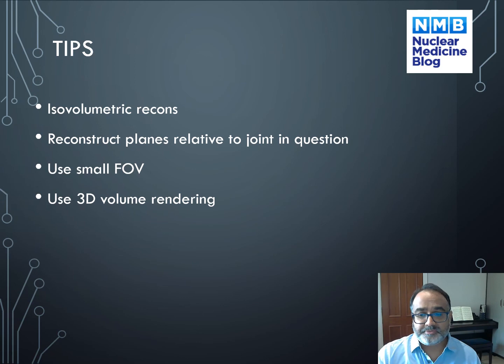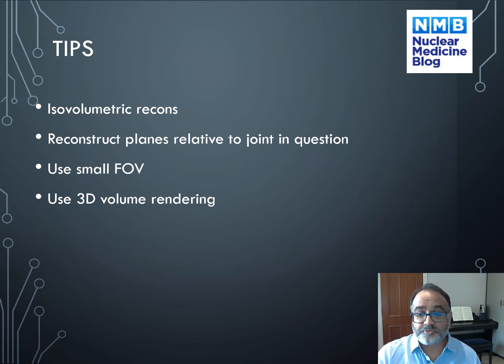So I'm going to end with a few tips. I'm just going to reiterate, it's very important that you use isovolumetric reconstructions when you're performing the SPECT-CT. So try and use as thin a slice as possible with overlapping pitch if possible. I would really consider reconstructing your CT scans according to the joint in question. So if your clinical query is regarding the ankle joint, then reconstruct your images according to the tibia-talar joint. If you're looking at the forefoot or midfoot, reconstruct your images according to those joints separately.